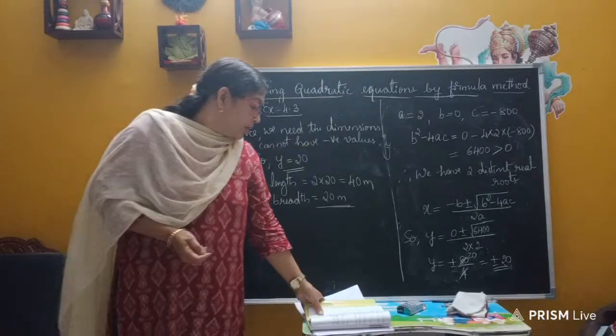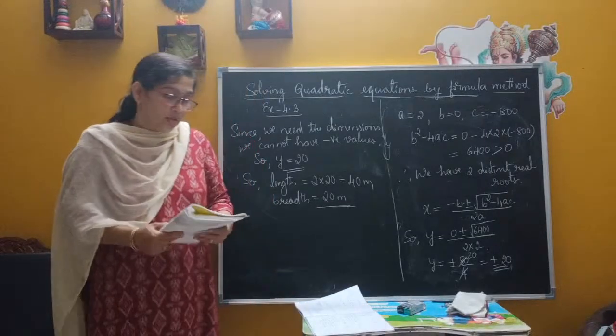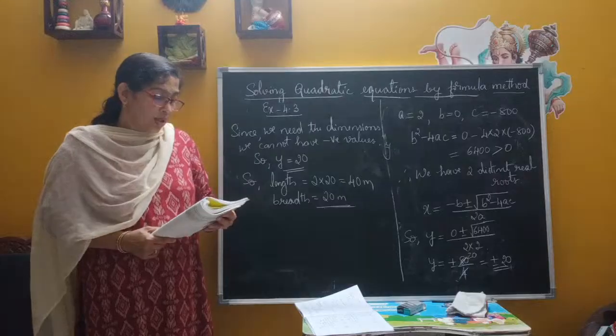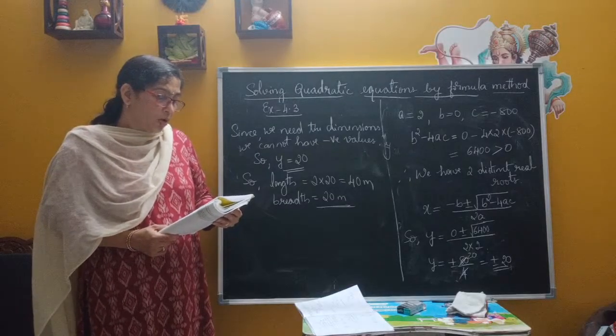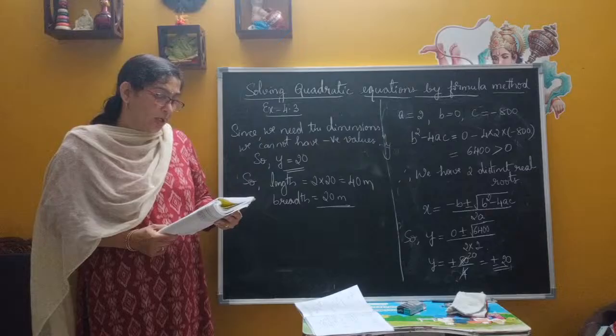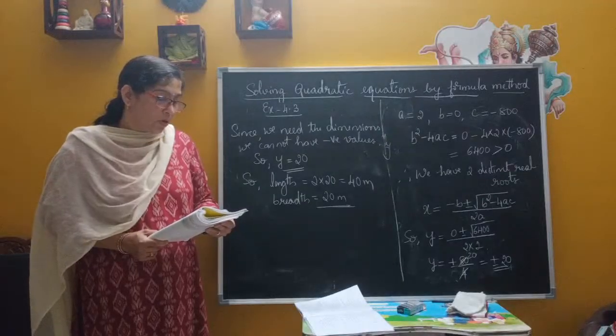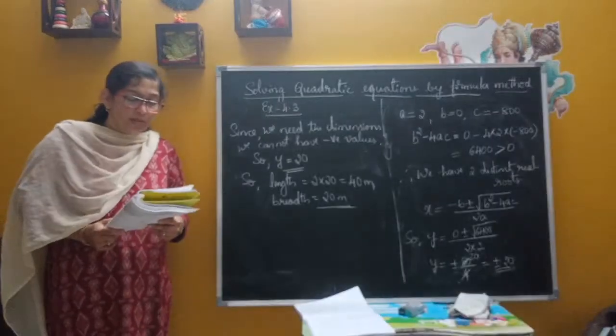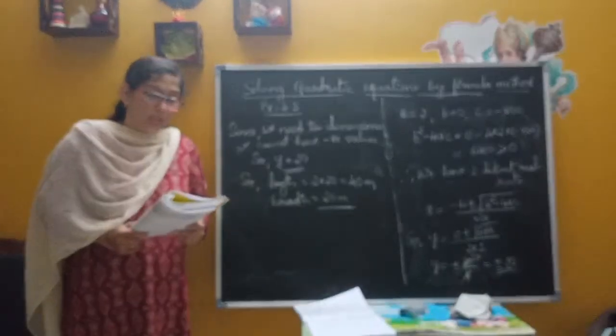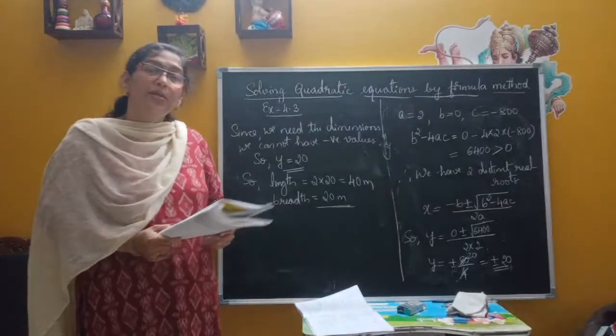So this one problem got over. Let us take the fourth one. Fourth problem in this: is the following situation possible? If so, determine their present ages.